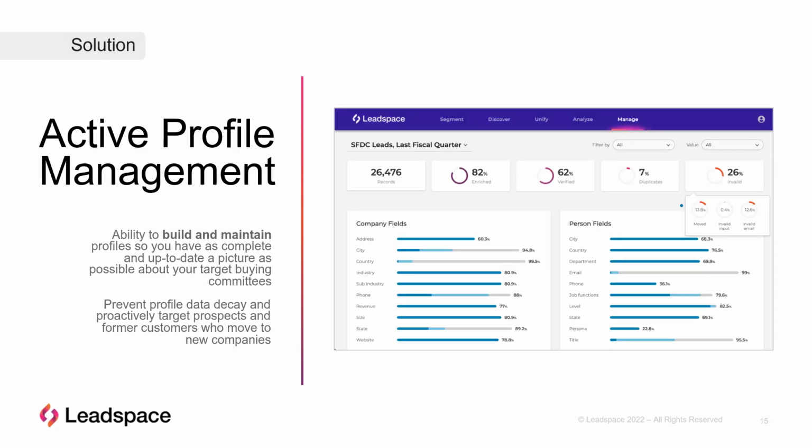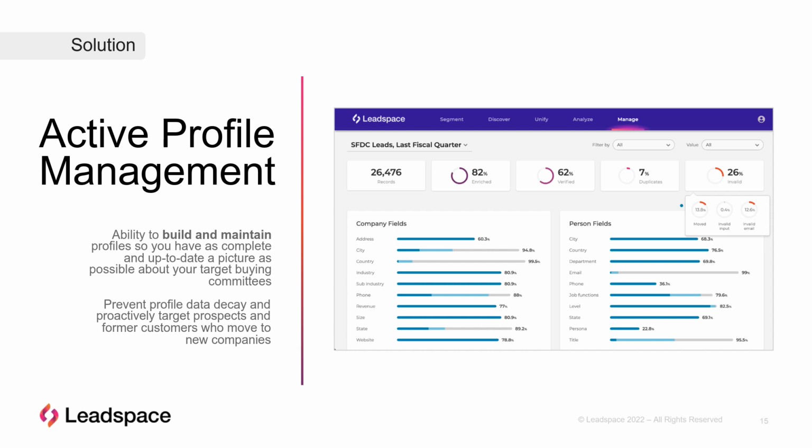The second piece of the solution here is active profile management. Filling out those buying committees is a great step, but that's not a one and done job, right? You've got to be able to ensure that those new personas that you just added across your target accounts actually retain their value by ensuring they're kept fresh and up to date. And that calls for an active profile management solution.